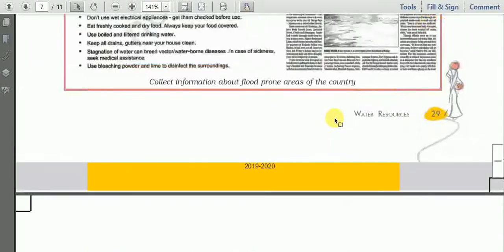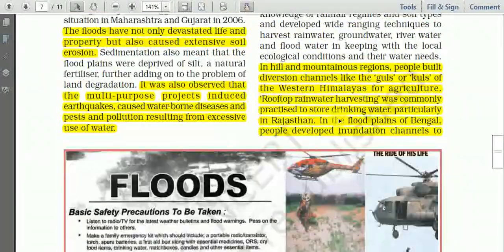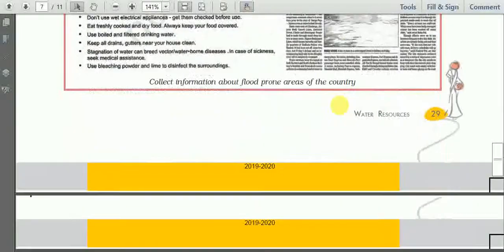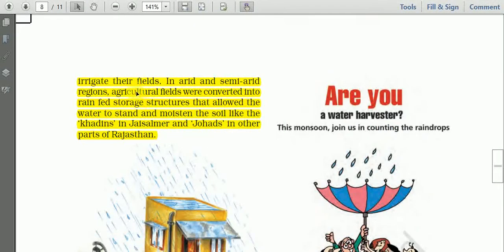Then another one: rooftop rainwater harvesting was commonly practiced to store drinking water, particularly in Rajasthan. So this is another technique, and here also we are doing it. In the next page you will find the different ways of rooftop rainwater harvesting. Then in the floodplains of Bengal, people developed inundation canals. This is in the plain area, while guls and kuls are in the mountainous area, and in Bengal we have inundation canals to irrigate their fields.